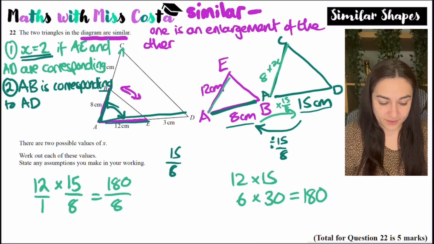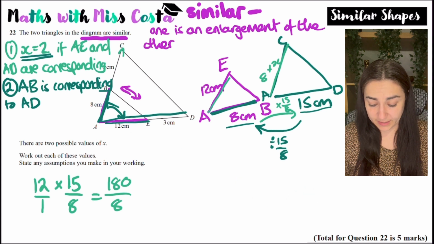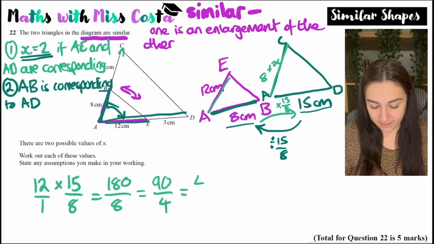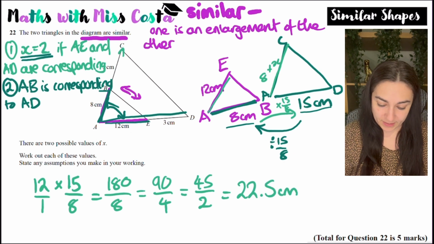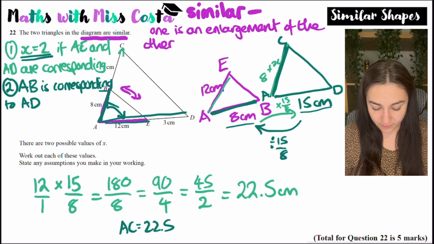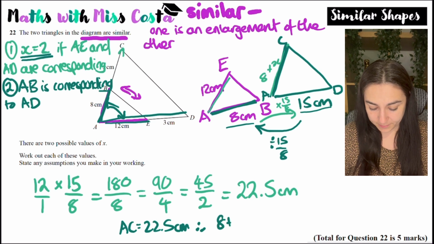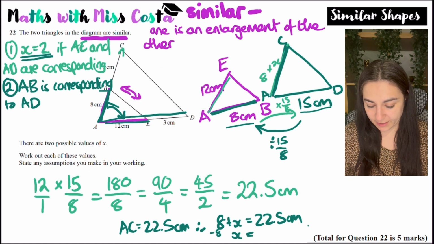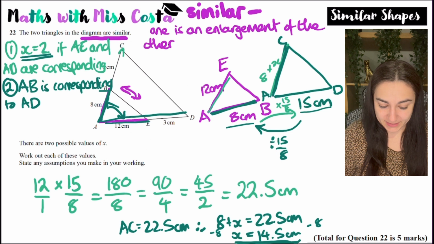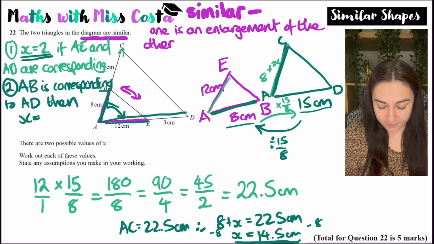So then, once again, non-calculator, so I just have to simplify this. So you can keep on simplifying or you can jump straight to the bus stop. That would be 90 over 4 because I'm dividing by 2. And then that would be 45 divided by 2, which is 22.5. So I'm assuming that this side here now must be 22.5 centimetres. Therefore, 8 plus x equals 22.5 centimetres. So if I subtract 8 from both sides, 14.5 centimetres. And that would be my second value of x. So if AB is corresponding to AD, then x is 14.5.